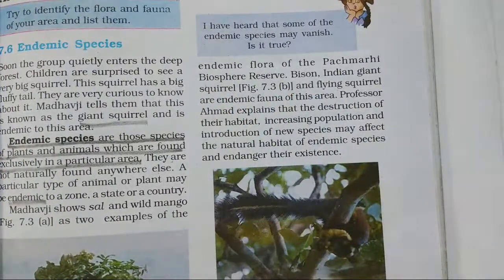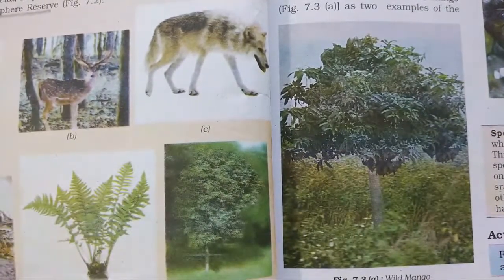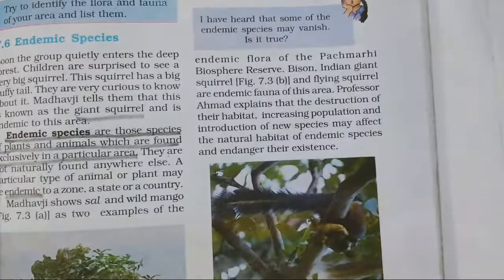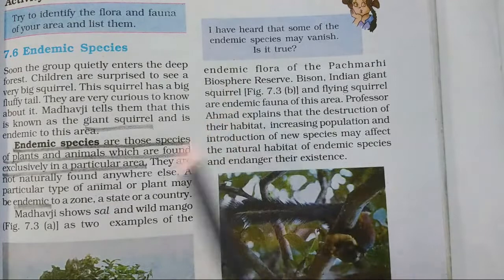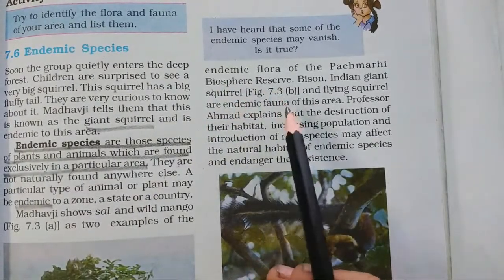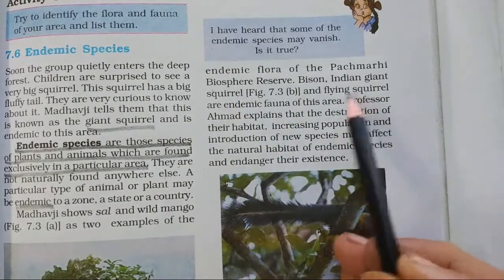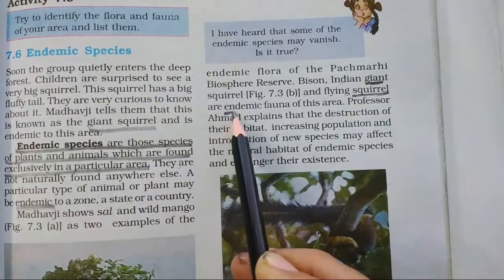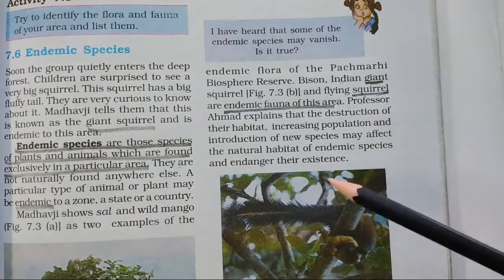Again, the pictures which are shown in the book are of the trees and the animals which are found in the Pachmarhi Reserve. So there are names of the animals and the birds which are given according to the Pachmarhi Biosphere Reserve. Indian giant squirrel, flying squirrel, these are names. They are the endemic fauna of this area. They are exclusively found in one area.